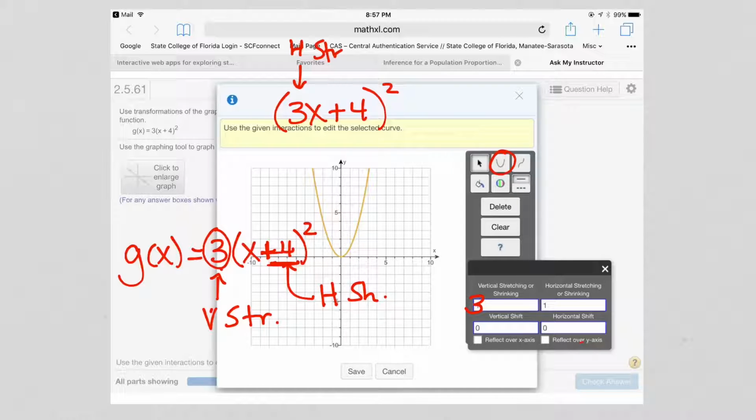It's added, which means it's a horizontal shift of 4 units to the left. The horizontal is always the opposite pretty much of what you would think. You would think plus means go to the right and negative means go to the left. And it does not work that way. It works exactly the opposite. Plus means go left, minus means go to the right.